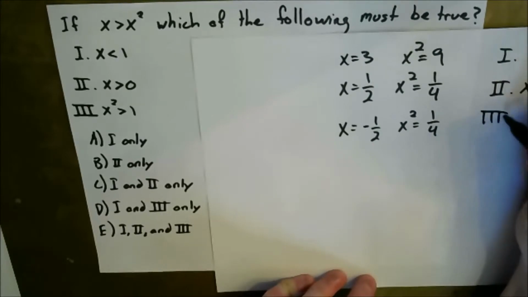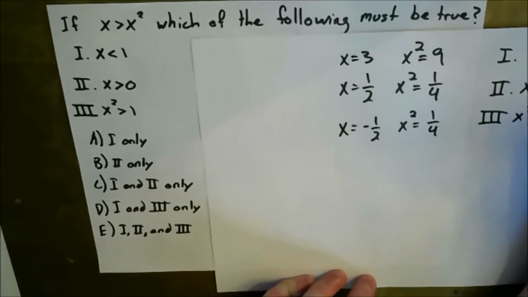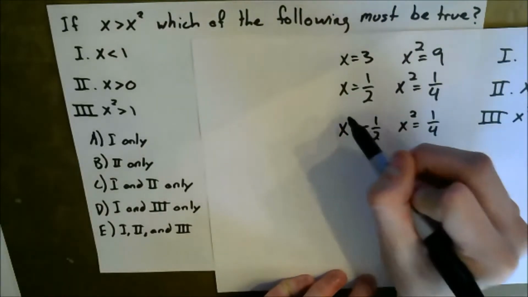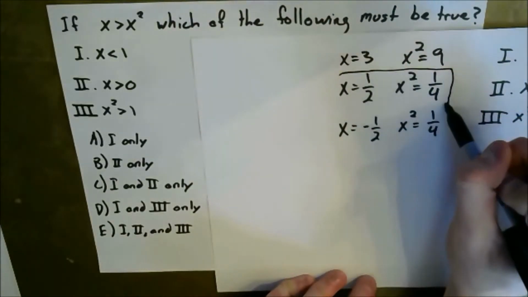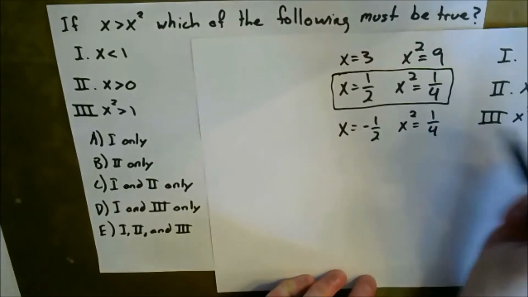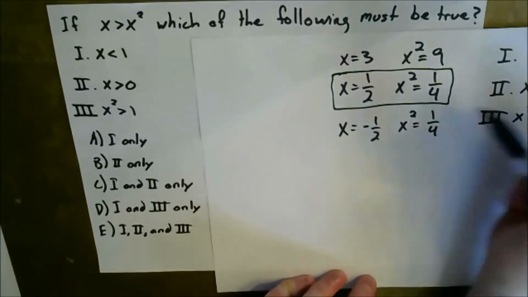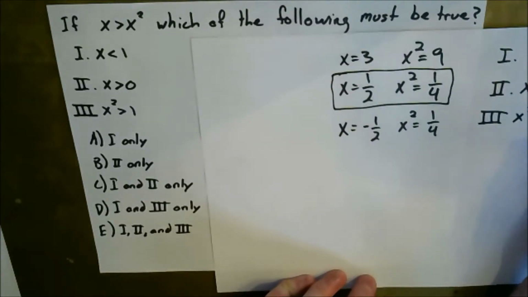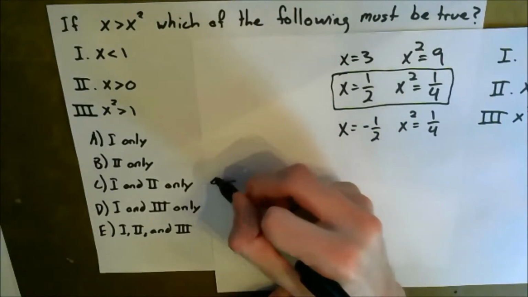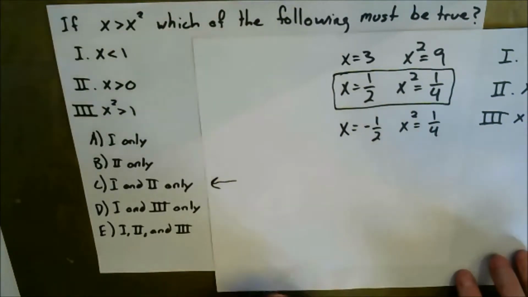Let's check out 3. x squared is greater than 1. Okay, well, in this case right here, x is indeed greater than x squared, and x squared is less than 1. So that proves number 3 false, because we have an example that proves it false. And then the answer is 1 and 2 only, C. Right there. Moving on.